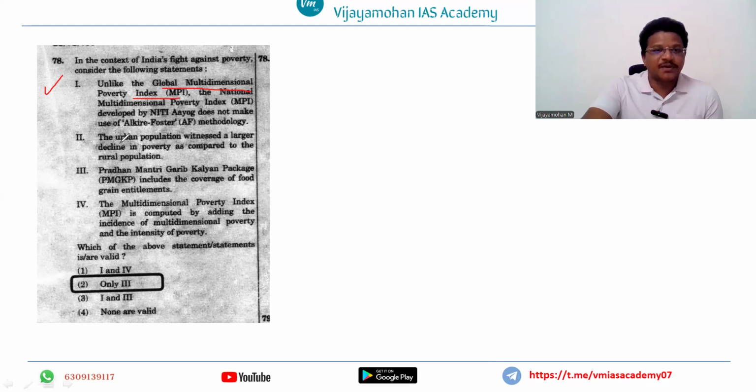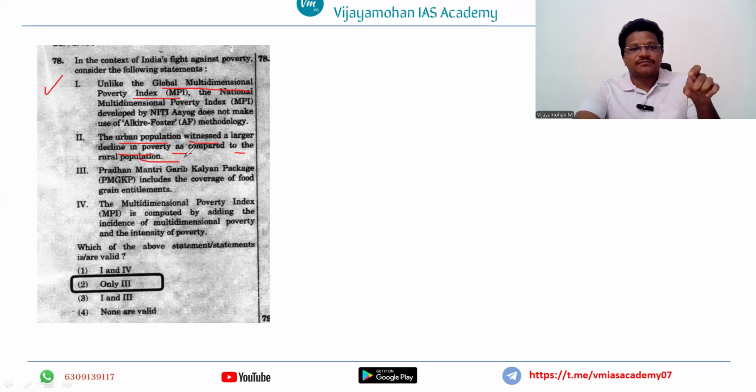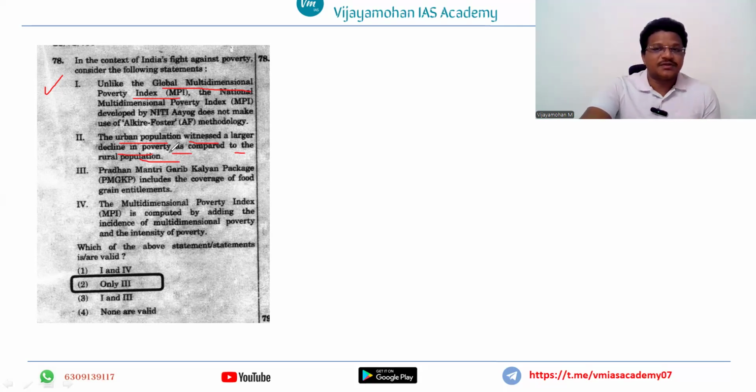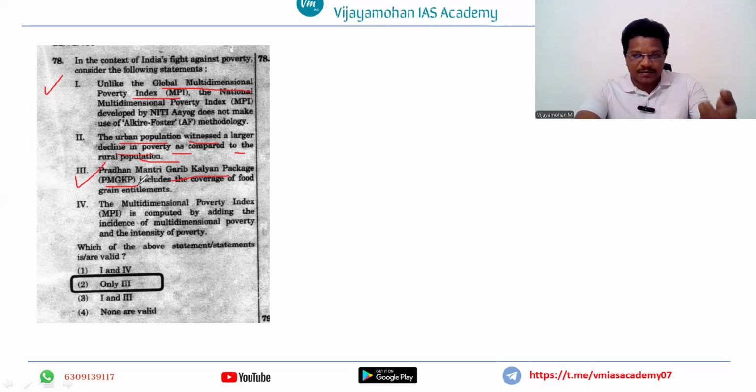Then the urban population witnessed a larger decline in poverty as compared to the rural population. So multidimensional poverty index to connect in poverty ratio, how is urban, how is rural. He is going deep into the issues. Then Pradhan Mantri Garib Kalyan package, so scheme related to poverty, then what is the data related to poverty, and what is the solution to poverty.